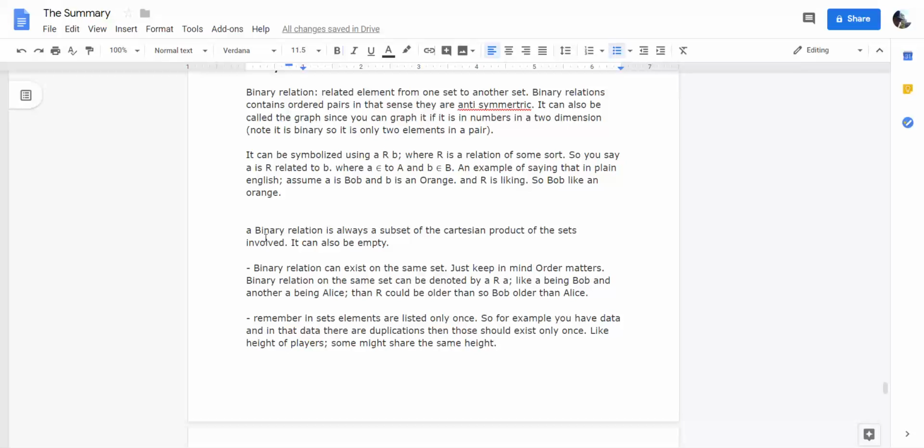A binary relation can be symmetric or antisymmetric. It can also be called the graph, since you can graph it if it's in numbers in two dimensions. I mentioned here that it's antisymmetric. I'm not sure why I wrote this, but clearly there could be instances where, say, antisymmetric means that if A equals B, then the symmetric property is satisfied.